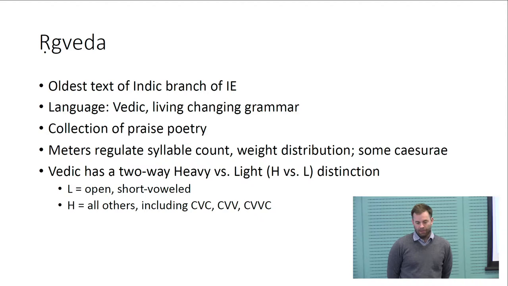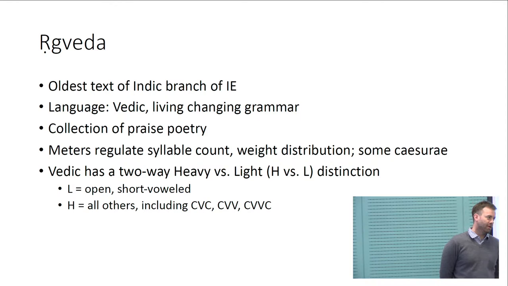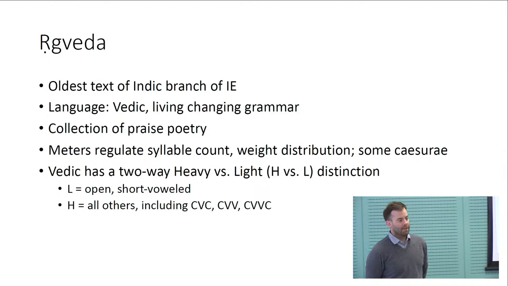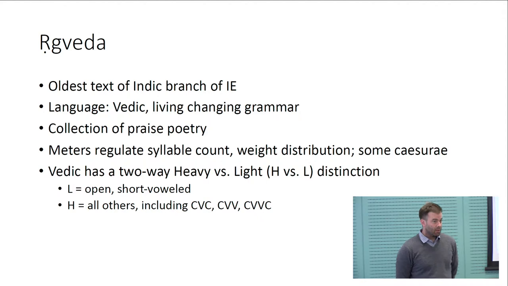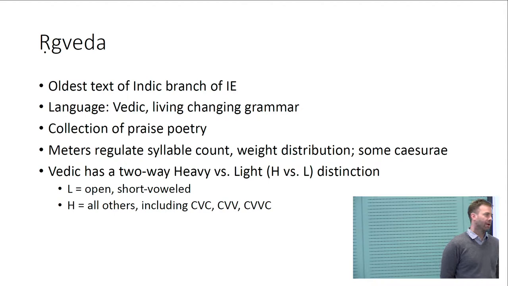What the Rig Veda contains are a bunch of praise poems, mostly praising the deities of the Vedic pantheon and trying to motivate them to attend the ritual where the poem is being performed, and to benefit the ritualists. The entire text is in poetic meter, and all of the meters have in common that they regulate syllable count and also syllable weight distribution, and some of them also have caesura, that is to say, points in the verse line where a word or phrase break is required.